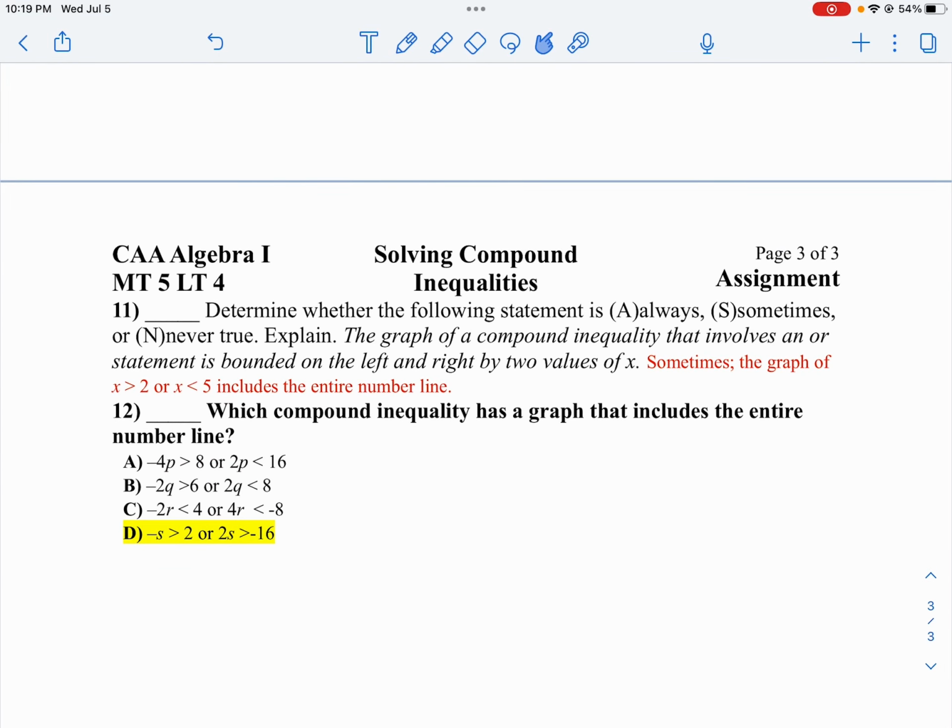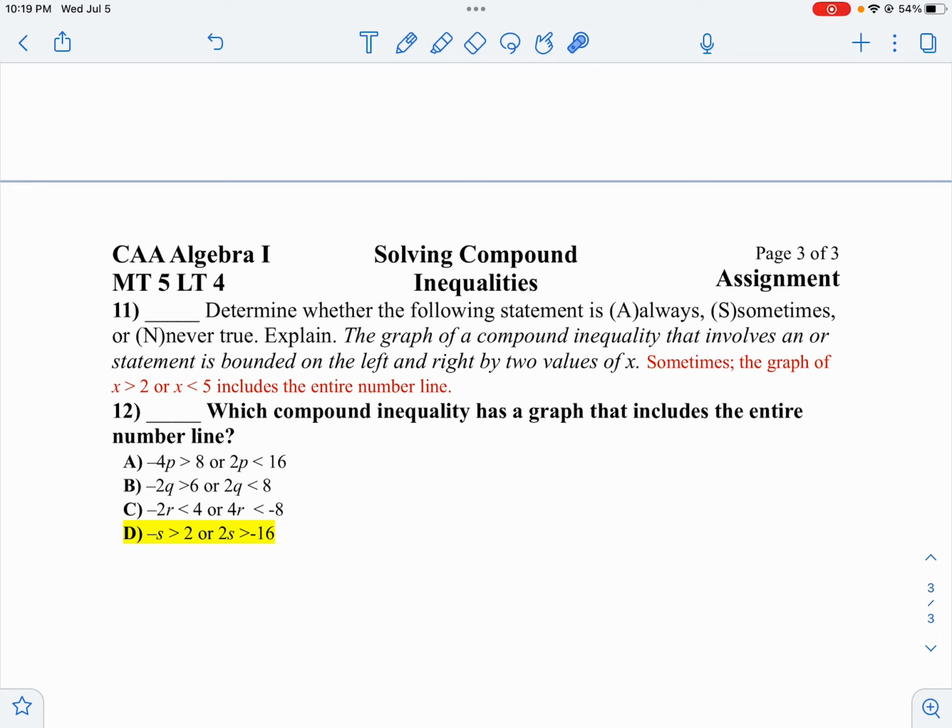On number 11, it's a sometimes, always, or never question. Let's take a look at this one. It says the graph of a compound inequality that involves an and, well, that involves an or statement, is bounded on the left and the right by 2 values of x. Well, that's sometimes true. Involves an and, or statement. Well, that's kind of not worded very nicely, isn't it?